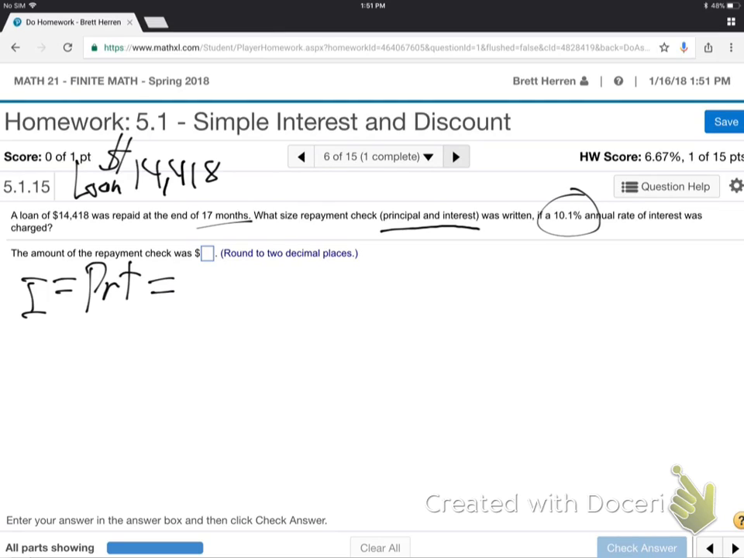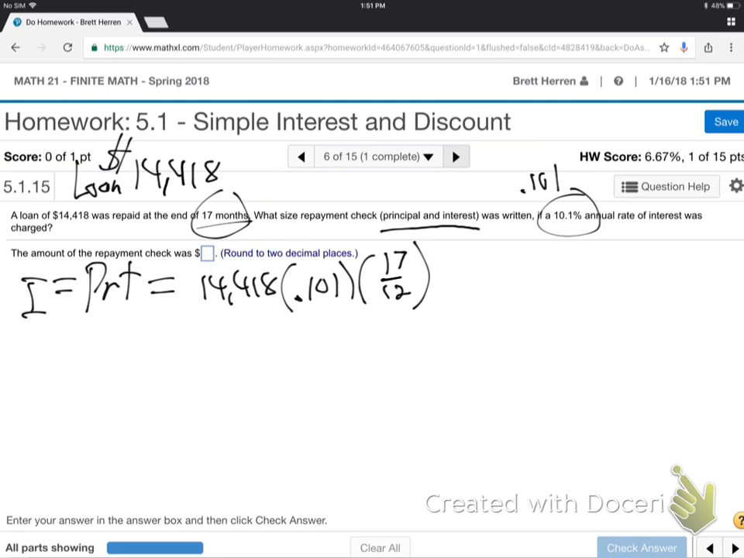We're doing good. So this would be principal, 14,418, times the interest rate, 0.101. I took that and moved the decimal two places to make it a decimal, times the time, 17 months. What do you do with the months again?